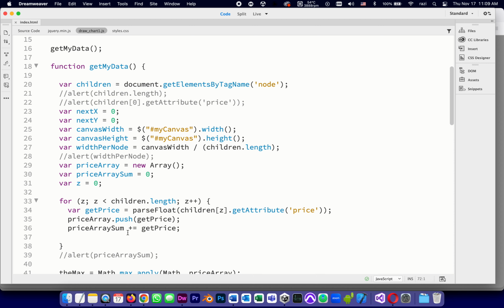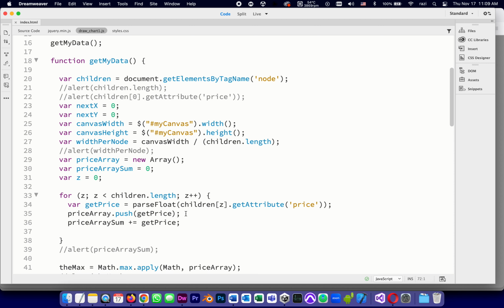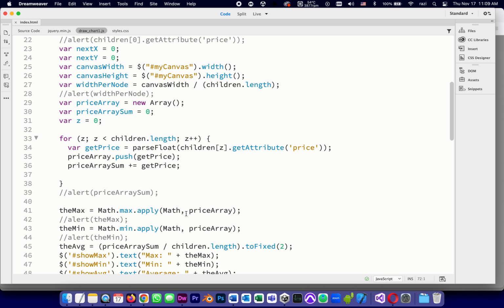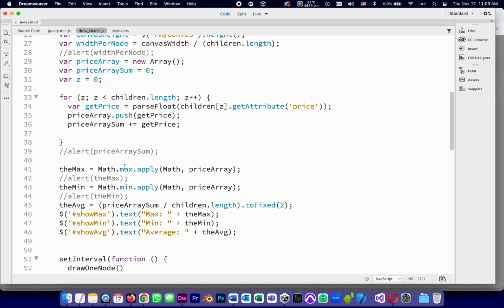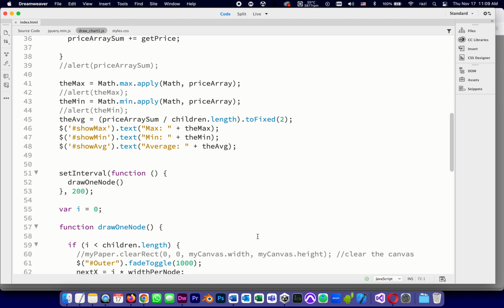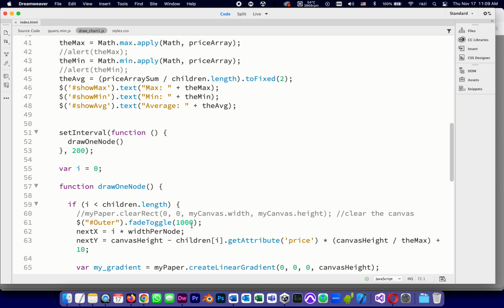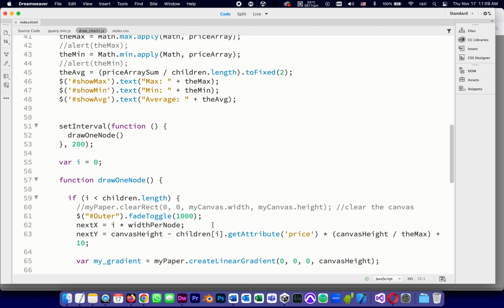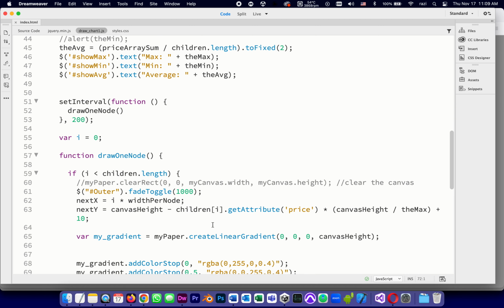Everything is the same, building an array of all the prices. Up to here, everything's the same. And of course, applying the math to find out the maximum, the minimum, and the average. So far, absolutely no difference. The differences start in the function that we repeat over and over that draws one node. And one node is going to be, instead of a line, a rectangle. So here come the differences, right here.